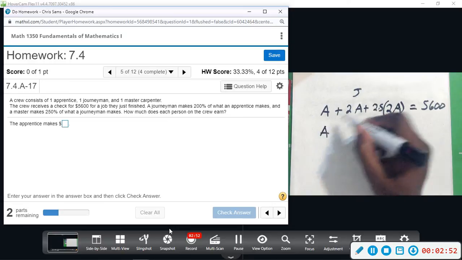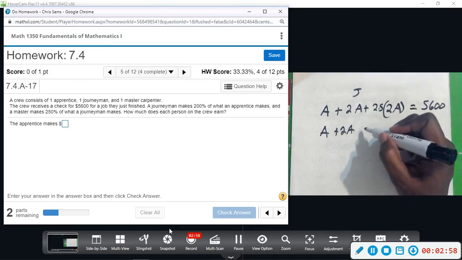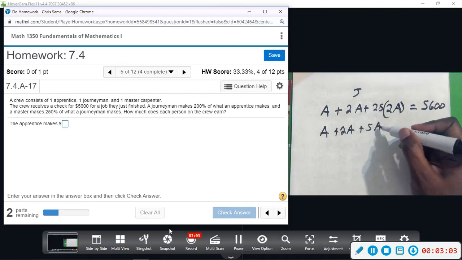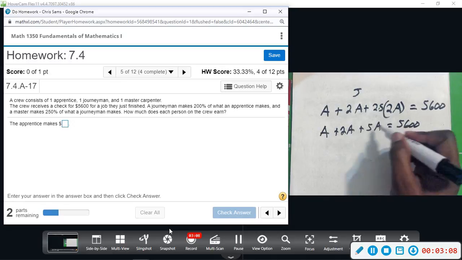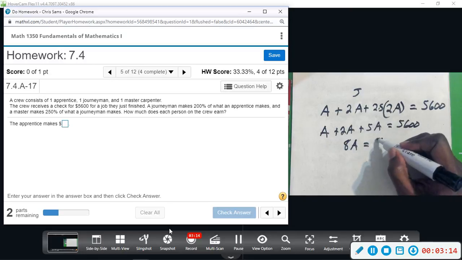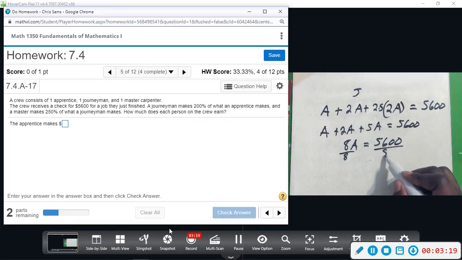Alright, so we're going to combine like terms. We have A plus 2A, and then 2 times 2.5 would be plus 5A. So basically he makes 5 times what the apprentice makes, and that gives us 5,600. If we add this up, we get 8A equals 5,600, and then we would divide by 8, and we would get A. The apprentice makes 8 goes into 56 7 times. The apprentice makes 700.